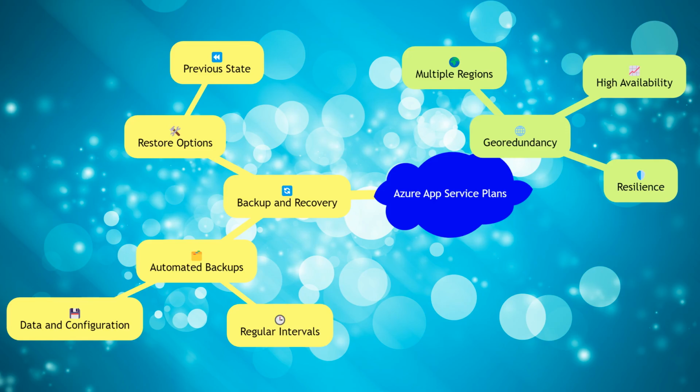Ensuring the availability and integrity of your applications is vital. Azure offers built-in backup and disaster recovery options for app service plans. You can configure automated backups to regularly save your app's data and configuration. In case of a failure, these backups can be used to restore your application to a previous state. Additionally, Azure provides geo-redundancy options to replicate your app across multiple regions, ensuring high availability and resilience against regional outages.